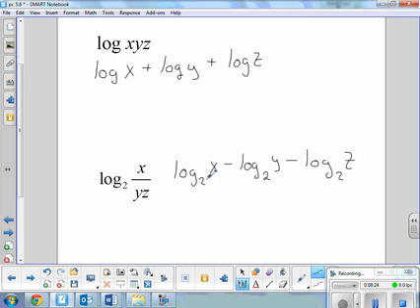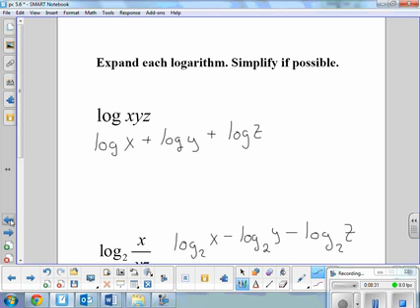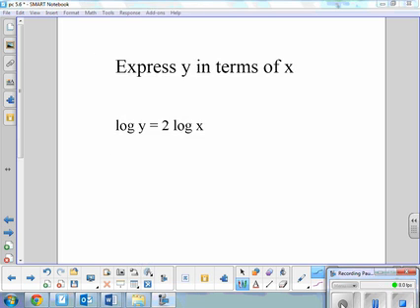All right, those are your laws of logs. I hope you enjoy. I think I was just kidding. We have a couple more examples to do.